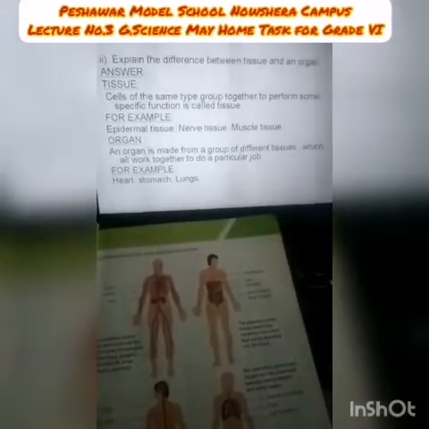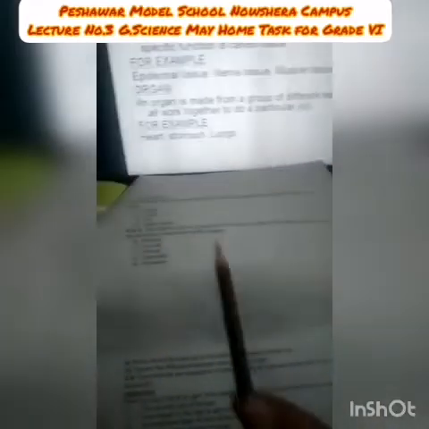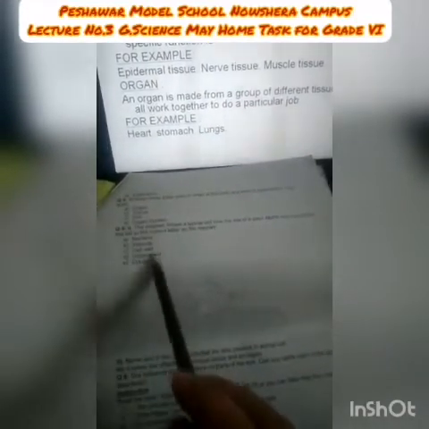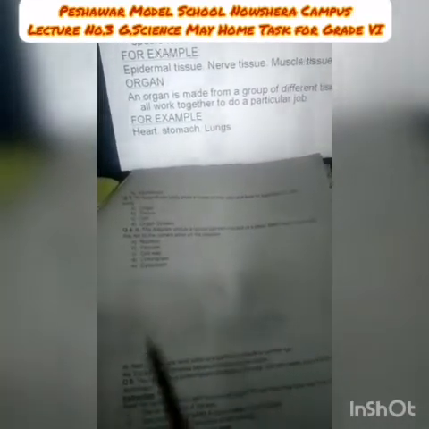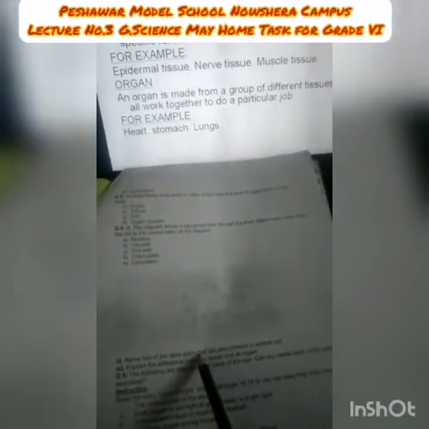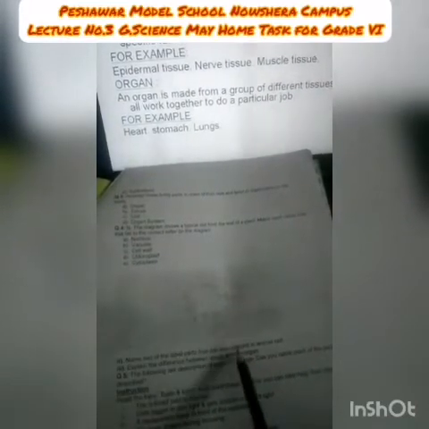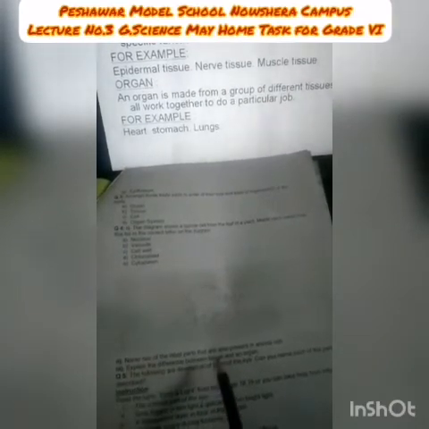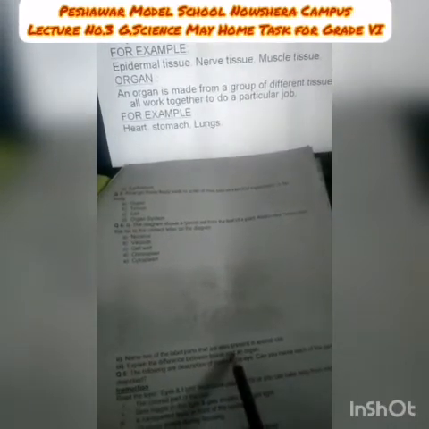So this was question number 4. Question number 4 has 3 parts. In number 1 you will just label the diagram. In number 2 you will find out the parts of this labeled diagram which are also parts of animal cells. And in number 3 you will write the difference between tissue and an organ.